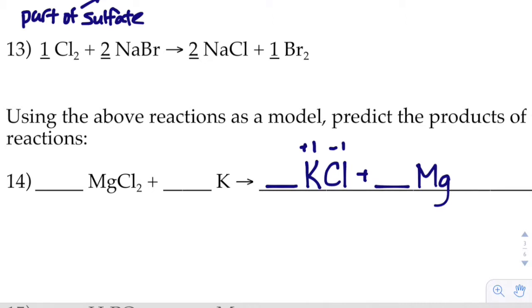Now we have to balance overall. So we've got 2 chlorines on the left. I need 2 chlorines on the right. Put a 2. I have 2 Ks, so I need 2 Ks. There's another 2. These guys must be 1s. The reason the little 2 didn't follow in this case is because the reason the 2 is on this side is for charge balancing when it's with the magnesium. That's not with the magnesium on the right-hand side, so it's not necessary for it to follow over.